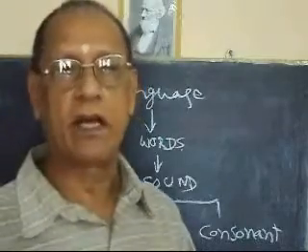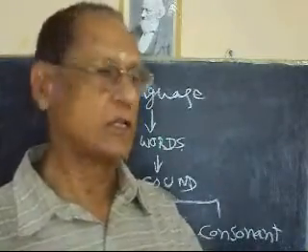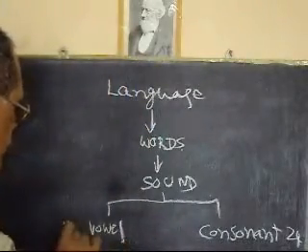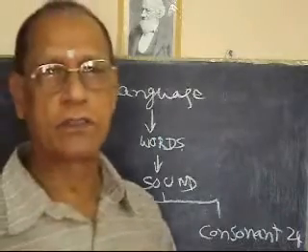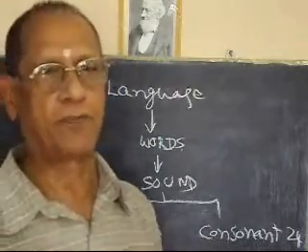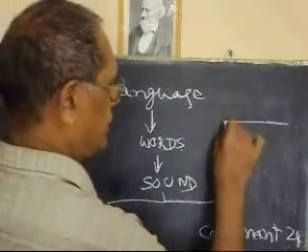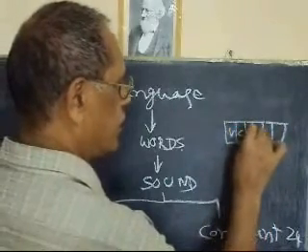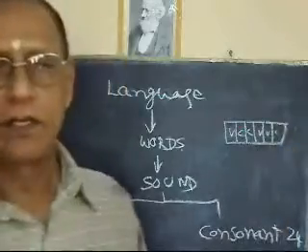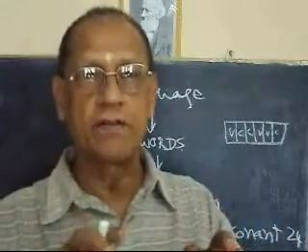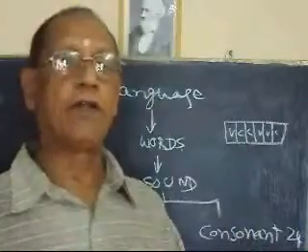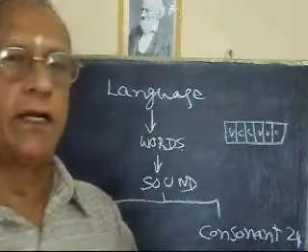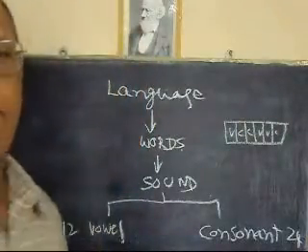In the English language, there are 24 consonant sounds, and broadly speaking, there are 12 vowel sounds, 6 long and 6 short. Suppose this is a word. A word consists of vowel, consonant, consonant, vowel, vowel, consonant, like this. So a word is a composition of vowels and consonants. There are 24 consonant sounds in the English language, and then we have 12 vowel sounds.